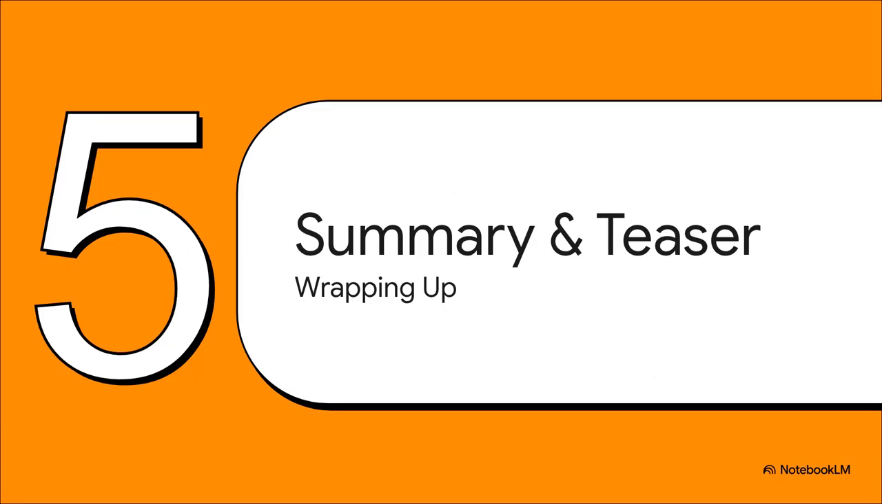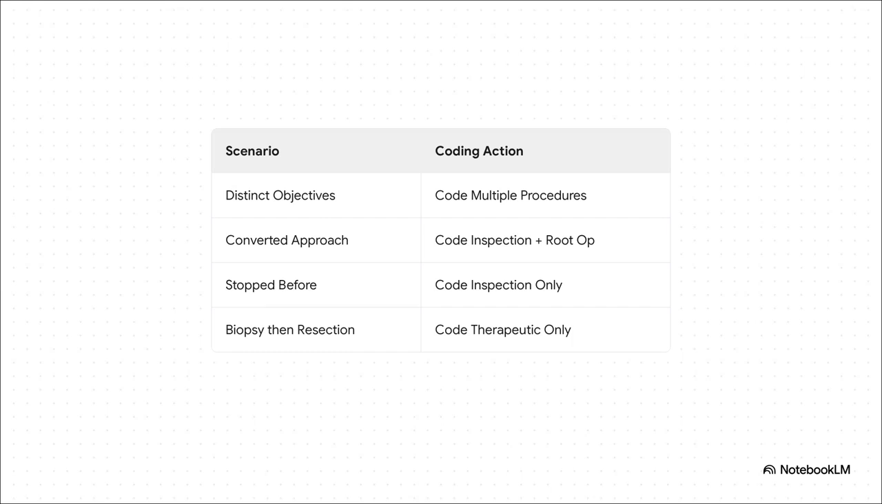Section 5, Summary and Teaser. I highly recommend taking a quick screenshot of the summary matrix right now. It acts as a fantastic decision tree for you to navigate those really tricky operative reports. Just follow the logic. If there are distinct objectives, code multiple procedures. If an approach is converted, code the inspection of the old approach plus the root operation of the new approach. If a surgery is stopped before the root operation is reached, code the inspection only. And finally, if a diagnostic biopsy is immediately followed by a resection at the same site, code the therapeutic resection only. Keep this matrix handy. It's basically your golden key to accuracy.